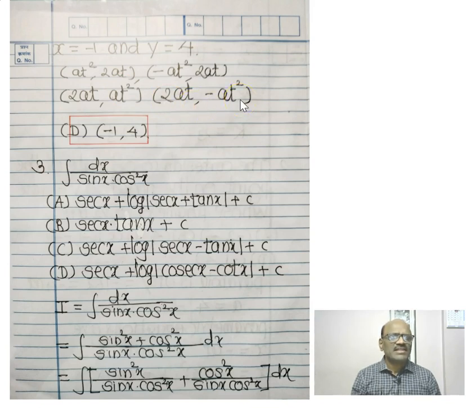Instead of b, I had taken here as a. Therefore, the required answer is minus 1 and 4. That is, option D is the correct one.